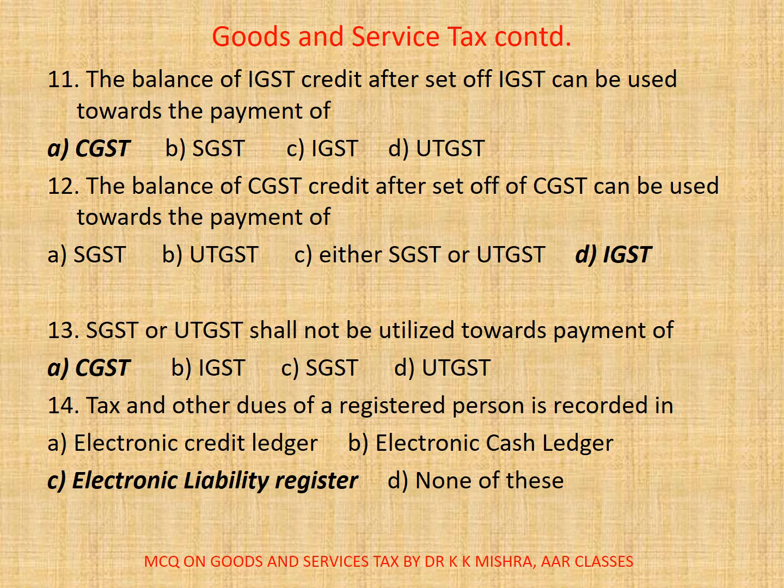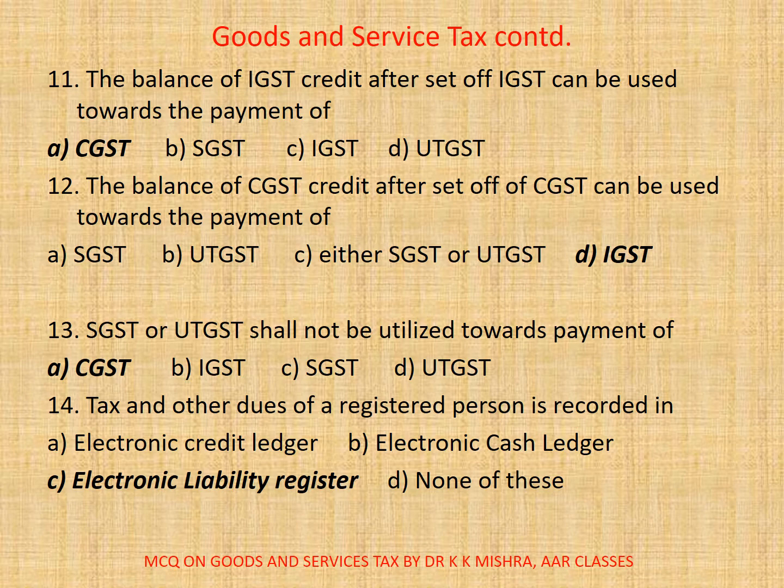12. The balance of CGST credit after set off of CGST can be used towards the payment of: A. SGST, B. UTGST, C. Either SGST or UTGST, D. IGST. So here the correct option is D. IGST. 13. SGST or UTGST shall not be utilized towards payment of: A. CGST, B. IGST, C. SGST, D. UTGST. So here the correct option is A. CGST.